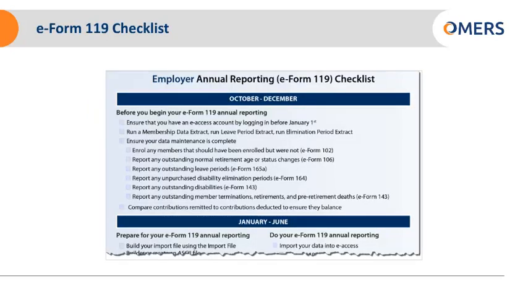To help you get ready for this annual process, there is an eForm 119 checklist that is available online at omers.com under the Employer section. This checklist guides you and acts as a reminder of the key administrative tasks which impact your eForm 119 reporting.